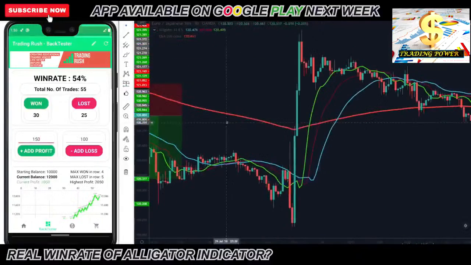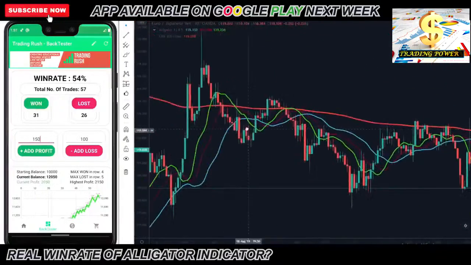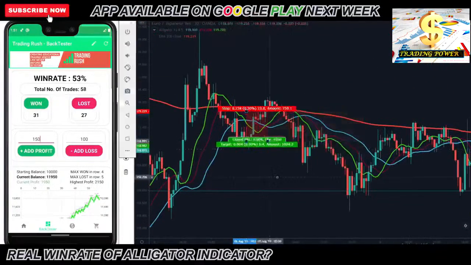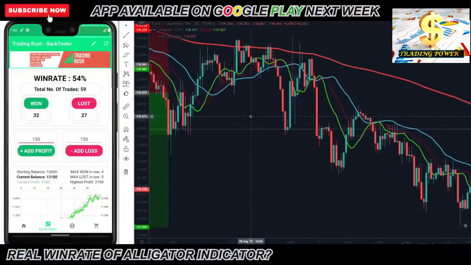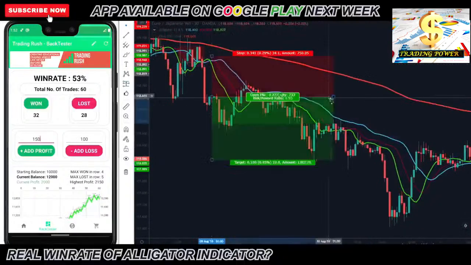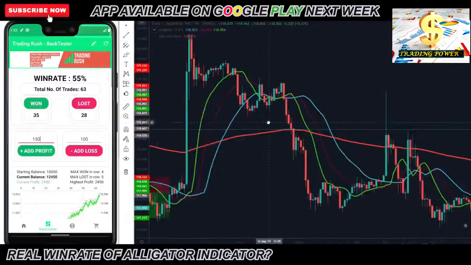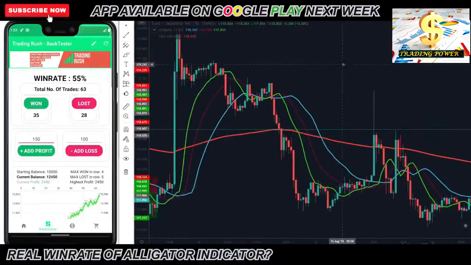In this example, when I lose, I only lose 100. But when I win, I'll win 150. So, even if I lose 1 and win 1, I'll still make money. Some strategies work on intraday only and some work better on daily time frame. This strategy, however, works on all time frames.